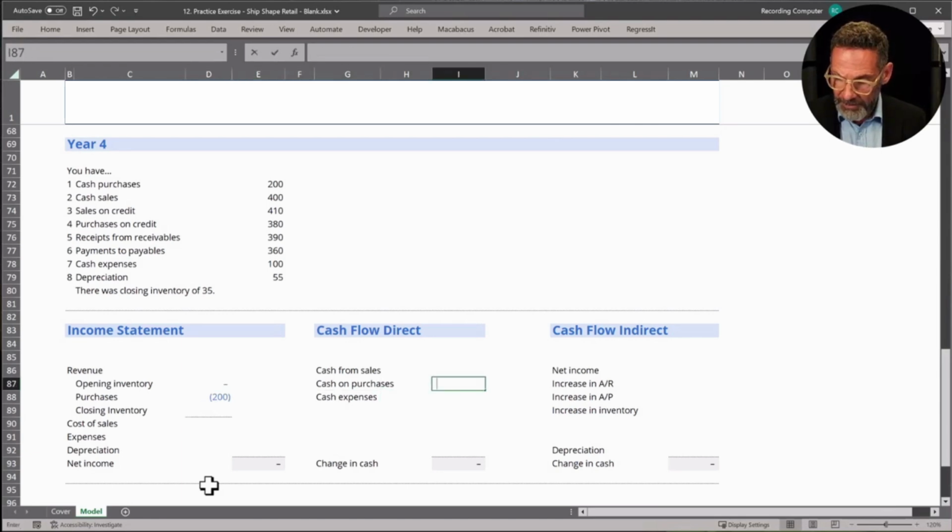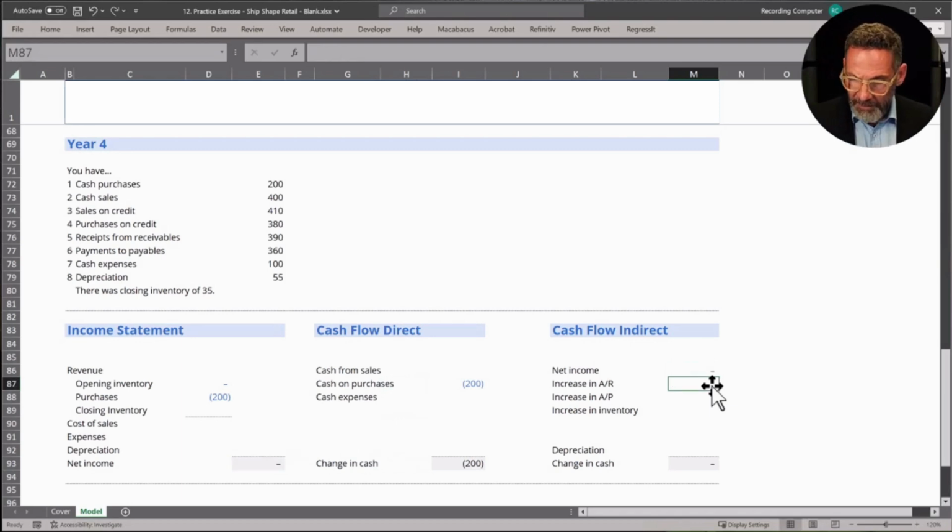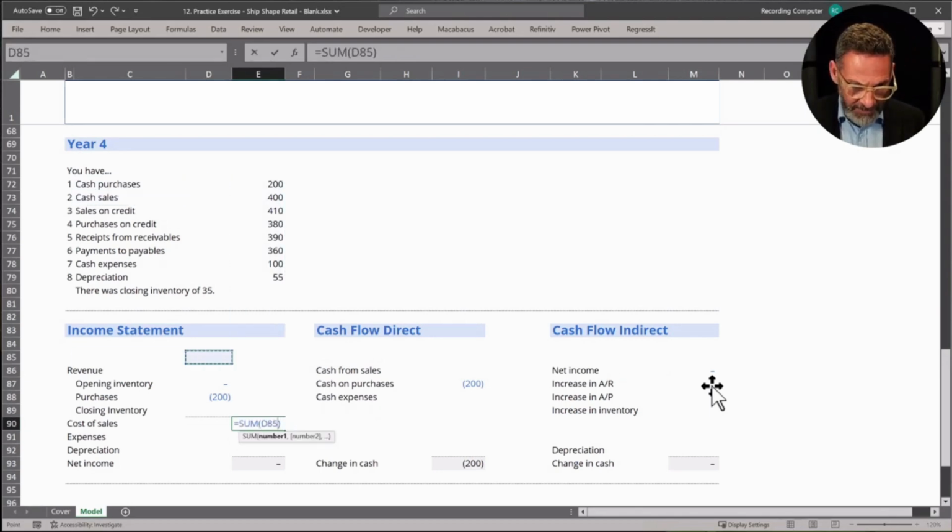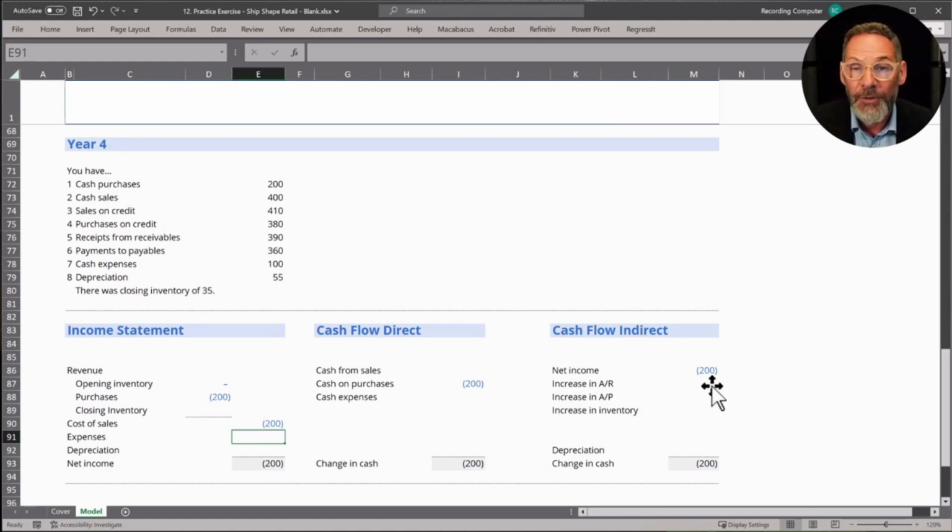And our cash purchases are 200. That's a cash outflow. And I'm going to link net income on the indirect cash flow. Now, one of the things I'm going to capture here is that I'm going to sum these together. And I'll explain why I'm doing this, but I just want to make sure that our indirect cash flow and our direct cash flow, those numbers are matching, because that's a good check that we've recorded things correctly.